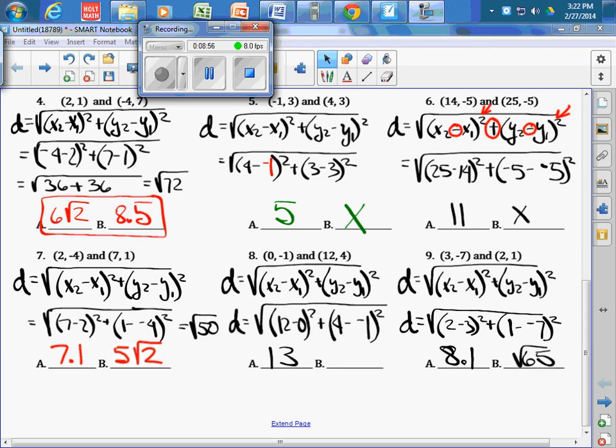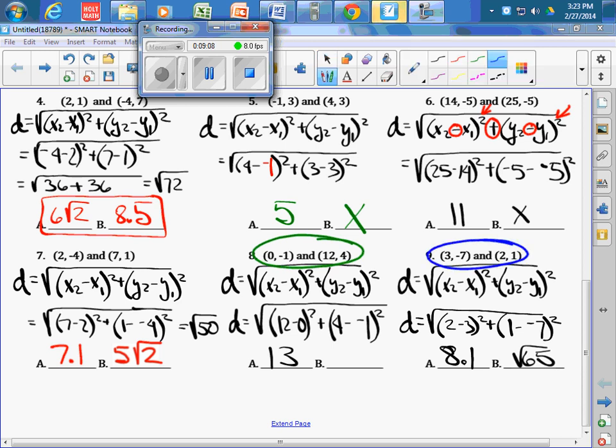In number 8, you should have come up with a distance of 13. So if you were to check the distance between these 2 points, you'd get 13. And in number 9, if you're looking at the distance between these 2 points, you're going to get the square root of 65. Rounding that off to the nearest tenth would be 8.1.